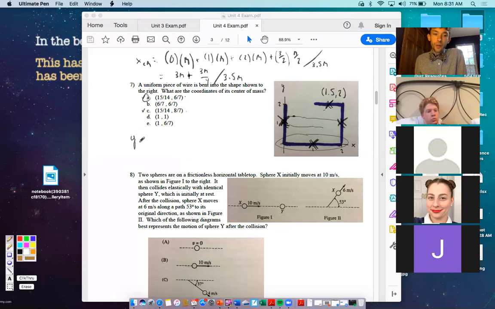Now, of course, you could work out the y center of mass if you wanted to take the time to do that. That's going to be the y coordinate of this first piece over here, which is 1 times m, plus the y coordinate of the center of mass of this bottom piece, which is 0, plus the y coordinate of this piece, which is 1m, plus the y coordinate of this piece, which is 2. And don't forget that it only has a mass of half m, so m over 2, divided by the total mass of 3.5 m, you will get 6 over 7. So the answer to 7 is A.